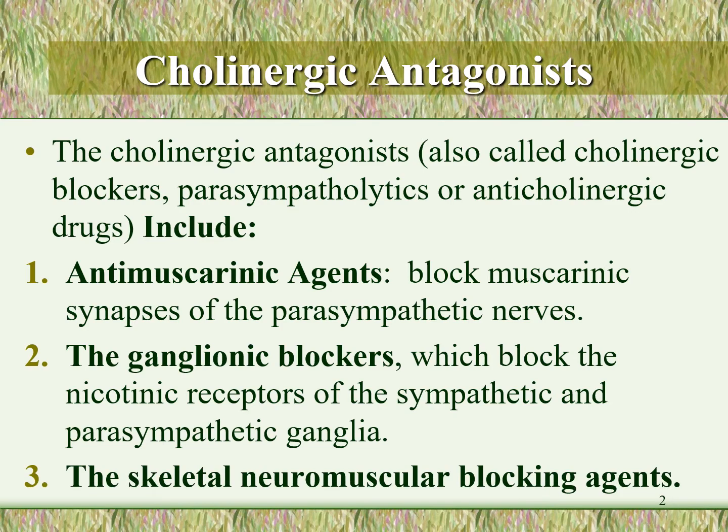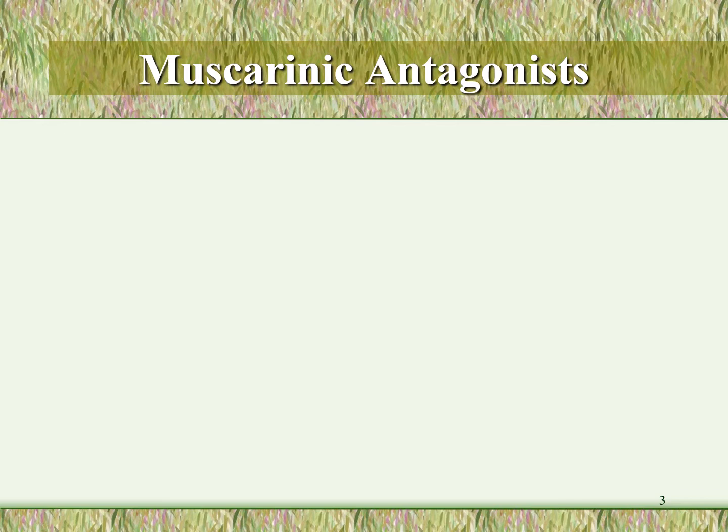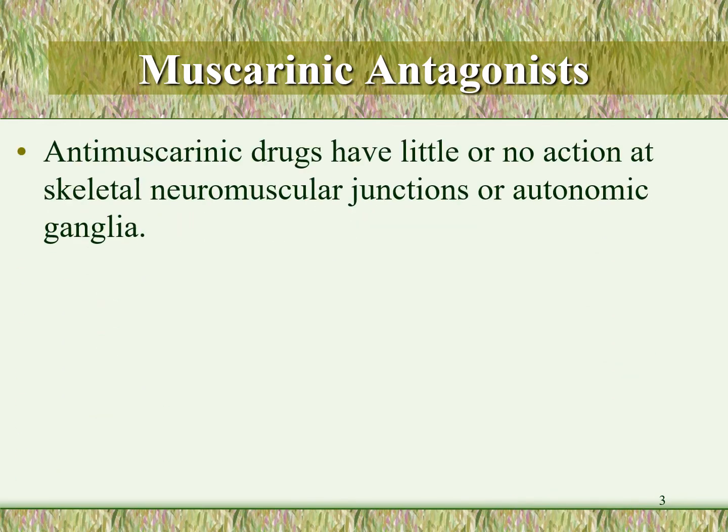And the third and last type of cholinergic antagonists are the skeletal neuromuscular blocking agents that interfere with the activation of the nicotinic receptors of the muscle type, the M type, that occur at the motor end plate at the neuromuscular junction, and inshallah we'll talk about this type of drugs. First, we'll start with the muscarinic antagonists that selectively block the muscarinic receptors.